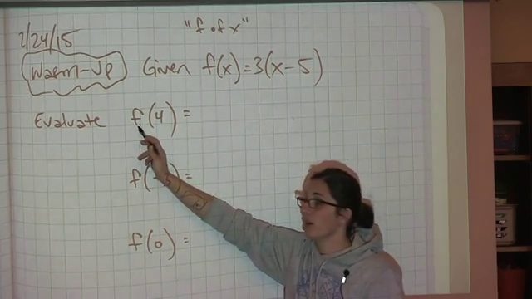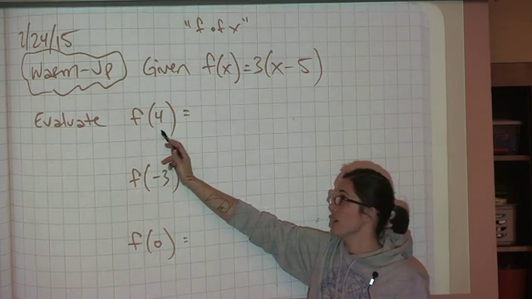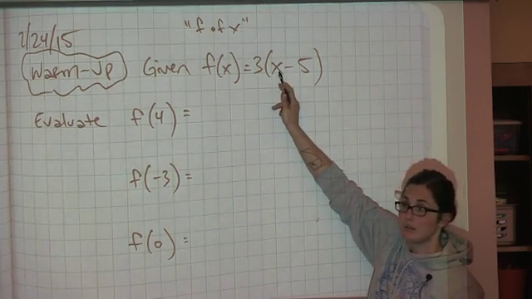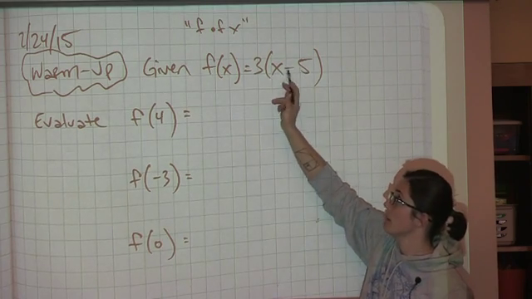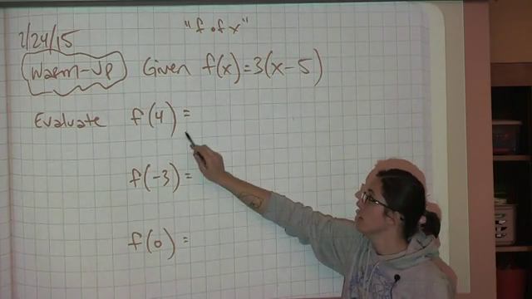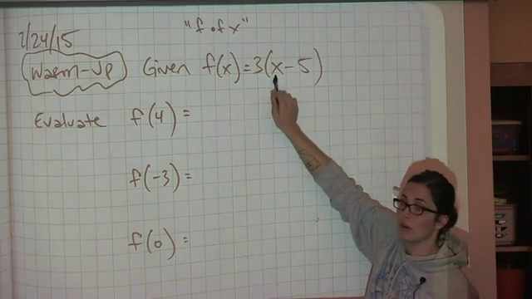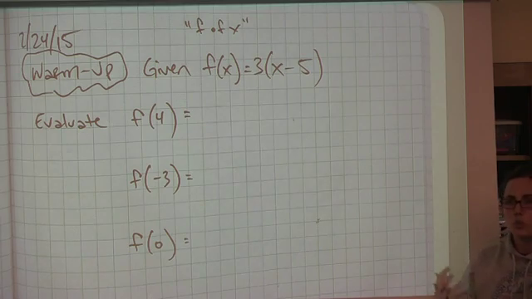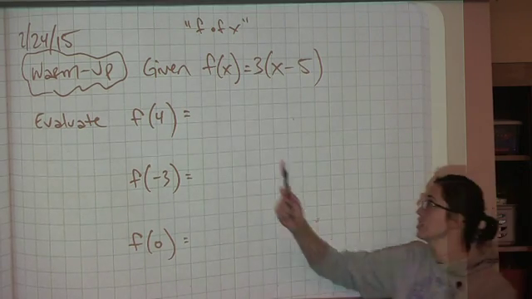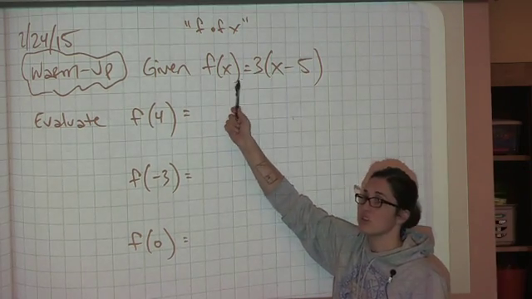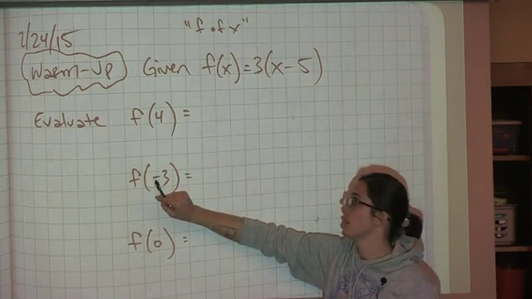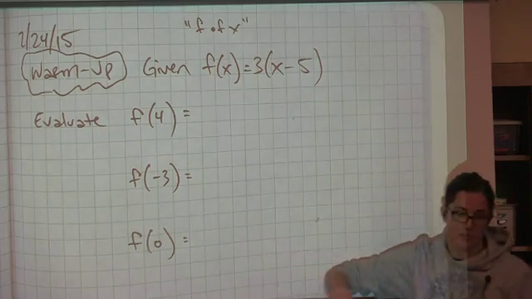So in order to figure out what f of 4 is, I take 4 and I plug it in for x over here. Times 3. So you're just plugging in 4. That's all you're doing. Instead of saying, hey, plug in 4, now we're looking at a new way to write it. This is called function notation. So figure out what f of 4 is, what f of -3 is, and what f of 0 is.